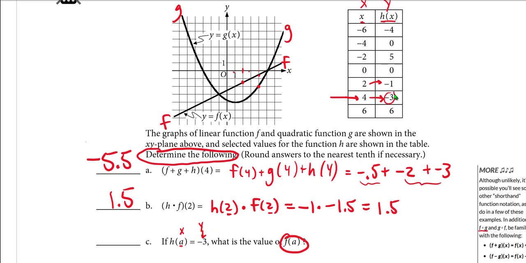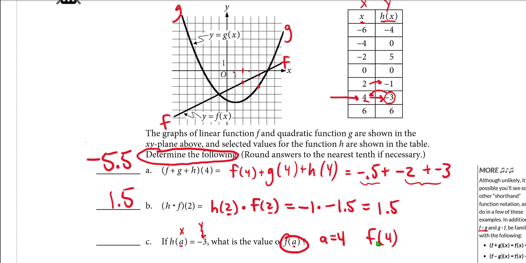So the negative 3 is right there. We talked about that point before. The input that produced that output is 4, which means that a must be 4. When a is 4, this is h of 4, and h of 4 produces the negative 3. So I'm talking about evaluating now f of 4.